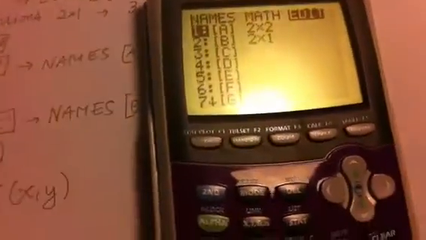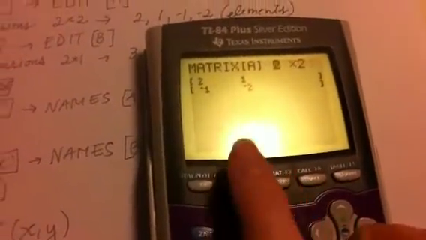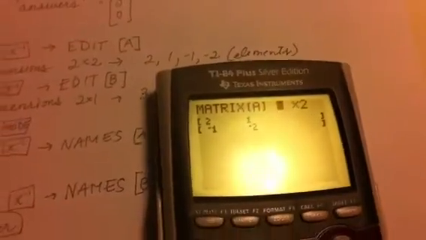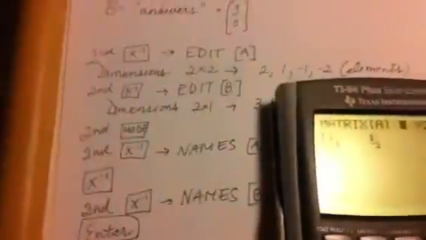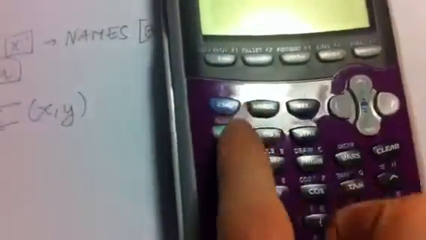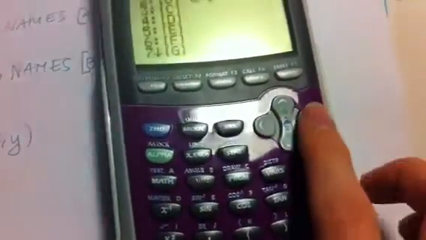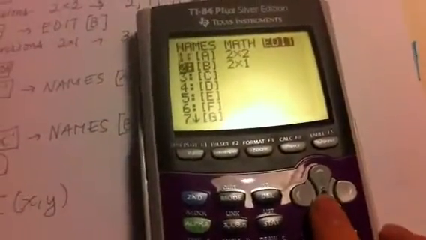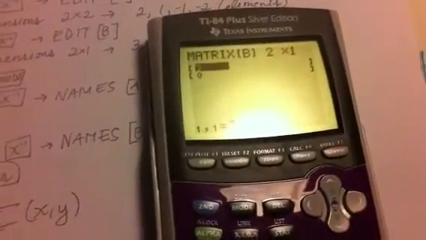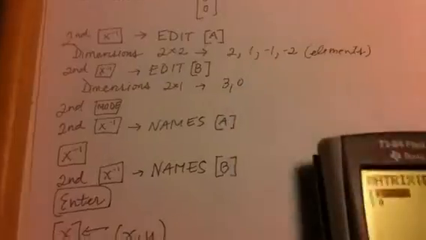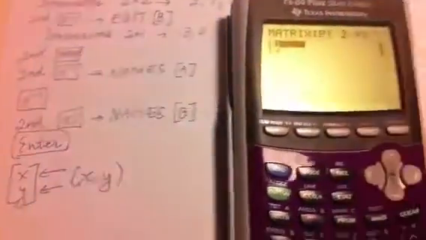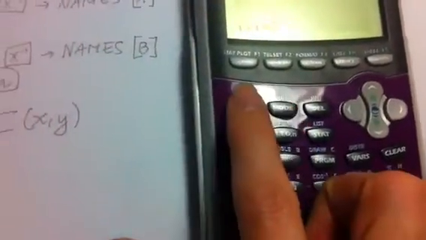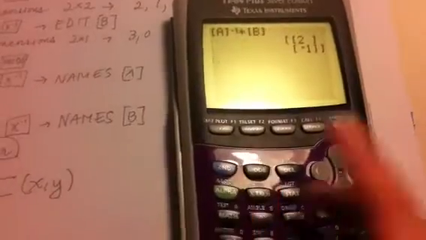So I go over to edit. I'm going to edit matrix A. I change the dimensions to 2 and 2, and I input those numbers, 2, 1, negative 1, negative 2. Then I repeat that process, so I go second matrix, edit, go to B now. It's a 2 by 1, and I put in the 3 and the 0. So I'm here. Then I do second mode, which is to quit, and that takes me back to the home screen.